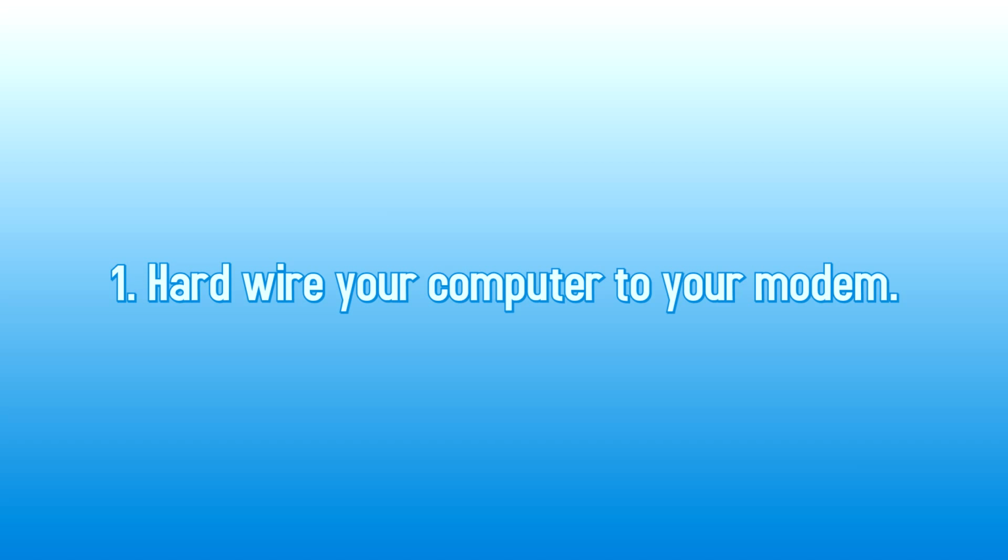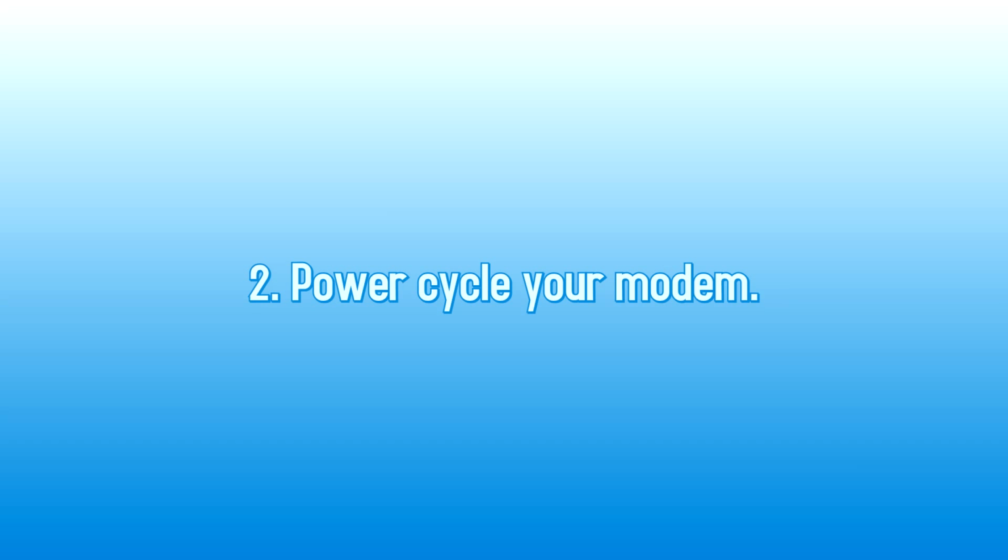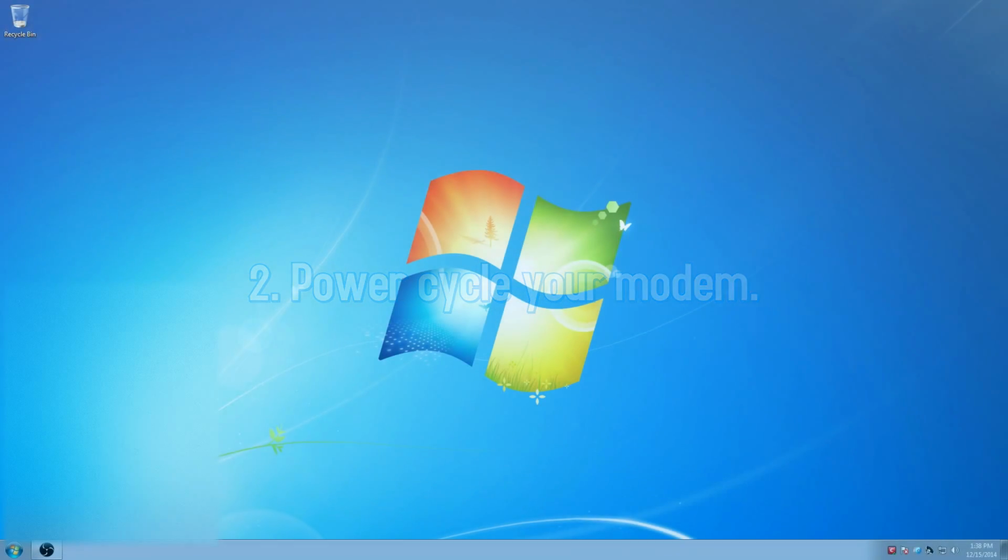First, if possible, hardwire your computer to your modem. This will ensure that you get the best possible connection to the internet. And secondly, power cycle your modem. You can easily do this by unplugging your modem for around 10 seconds and plugging it back in. If your modem has an internal battery, you have to hold the reset button down for 10 seconds. Assuming you're hardwired and you've reset your modem for the most accurate results, let's begin.